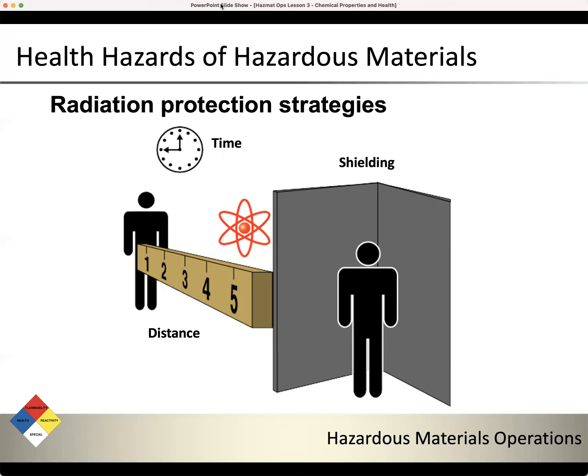And then shielding. We talked about how a piece of paper will block, or even your clothing will block alpha particles. You need several feet of concrete or water or lead to block gamma rays. You can also put up those emotional walls to shield yourself from those hazardous people.